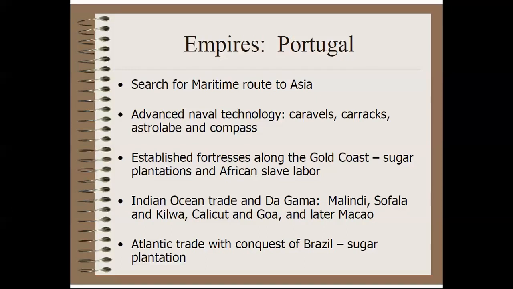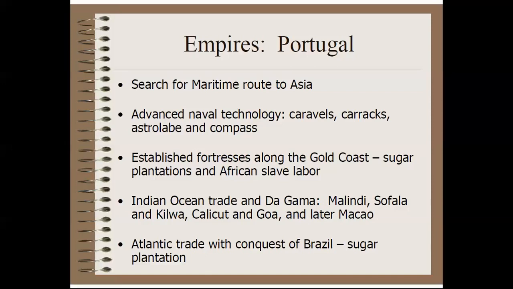They're going to have advanced naval technology: caravels, carracks, the astrolabe, and the compass. They'll establish fortresses along the Gold Coast, those trading towns, those trading forts, for sugar plantations, and eventually they're going to start to trade for African slave labor. They'll trade with rival tribes to capture slaves for them, and then they'll start sending those slaves into the New World.